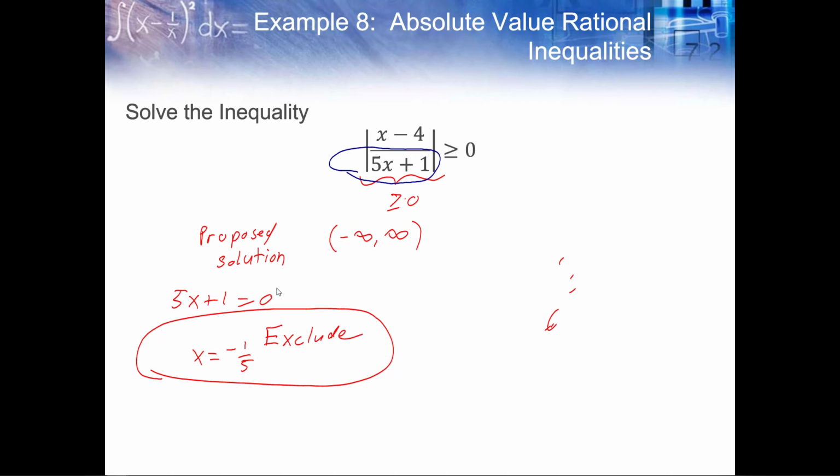How does that affect our solution? Our solution will be all points on the real line except that point. And how do you write that in interval notation? That is going to be the interval from negative infinity all the way up to negative 1/5, not including negative 1/5, unioned with the open interval from negative 1/5, I almost forgot the negative sign there, all the way up to infinity. That is the interval notation representation for every single point on the real line except that point, and that, of course, would be our solution set.